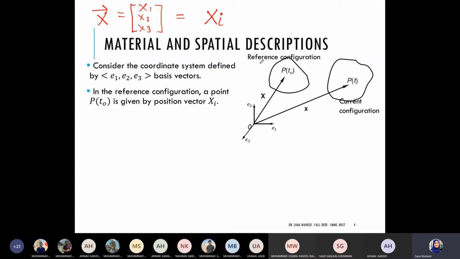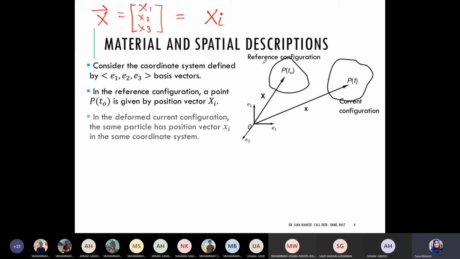Capital X for my reference configuration. Now, of course, my deformed configuration, I've told you already that I'm going to be referencing to it using my small x. और small x के भी तीन components ही होंगे, x1, x2, x3. It's my position vector of, let's say, the same particle जो पहले capital X पे था और अब कहीं और move कर गया है in the deformed configuration. This too can be represented in index notation like so.